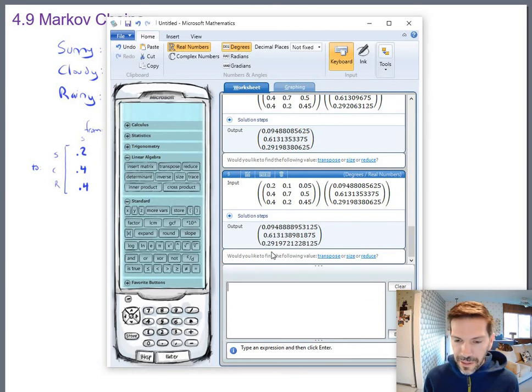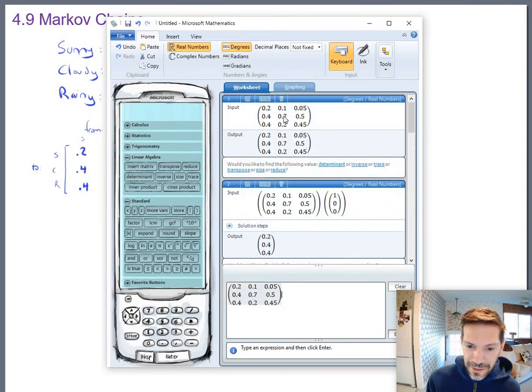Yeah, the results that are coming out now are very similar to what's going in. So I think we're going to get this same thing over and over from here on out. We're basically at the steady state vector, which just says if you start with a sunny day, long term you're going to end up with about 9.5% of your days sunny, 61% of them cloudy, 29% of them rainy.